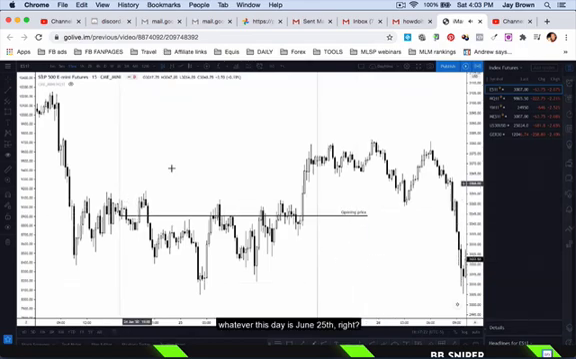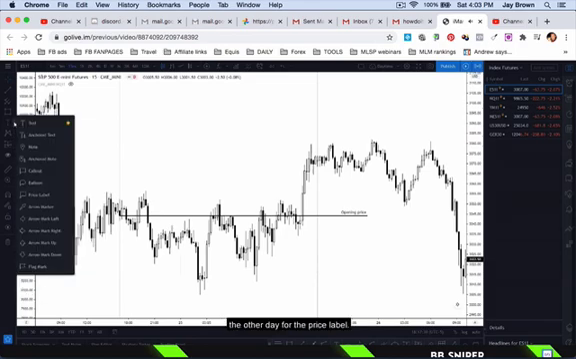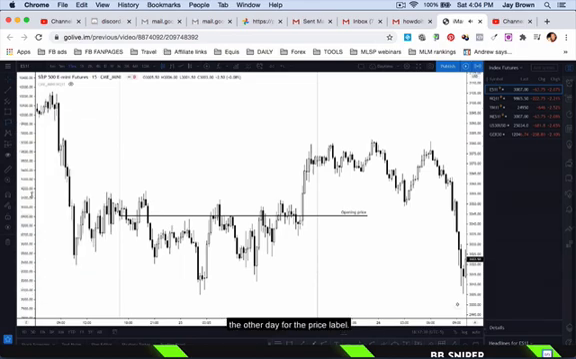So if you're anticipating that this day, June 25th, is going to be a bullish day, you want to note the opening price. TradingView also has another tool, and I think Siva used this the other day, for the price label. If you want to, boom, you can slap that up as well. So on this day, the opening price was 30.44, so we want to let that be known, and we want to buy below that somewhere.